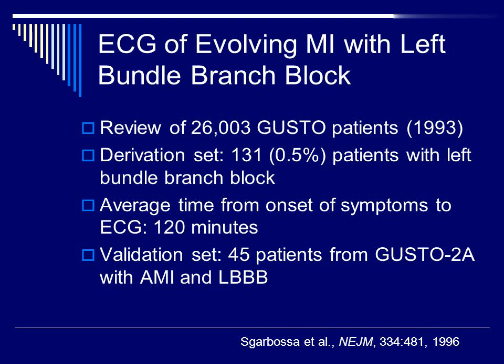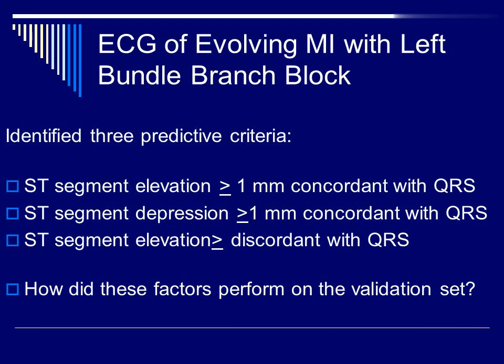ECG of evolving MI with left bundle branch block. Review of 26,003 GUSTO patients, 1993. Derivation set: 131, 0.5%, patients with left bundle branch block. Average time from onset of symptoms to ECG, 120 minutes. Validation set: 45 patients from GUSTO 2A with AMI and LBBB. Sgarbossa et al., 334:481, 1996.